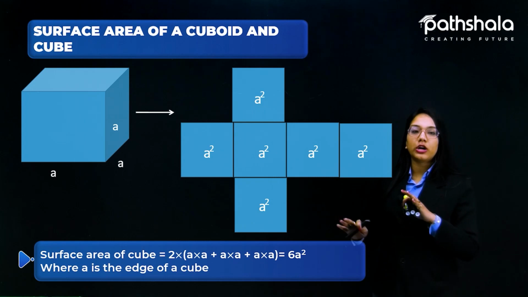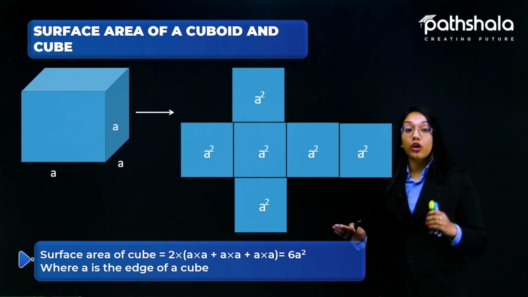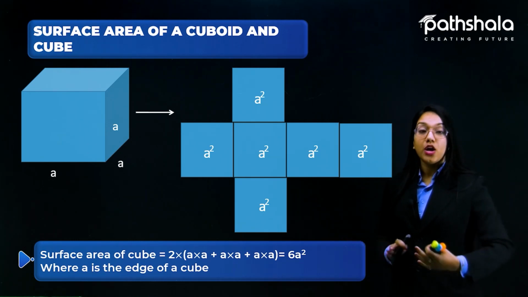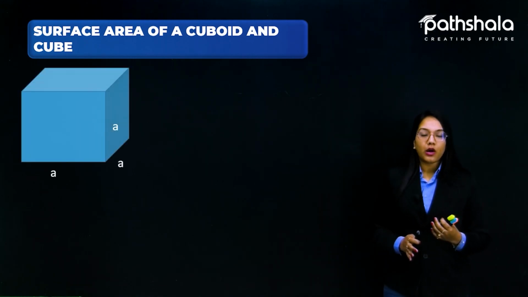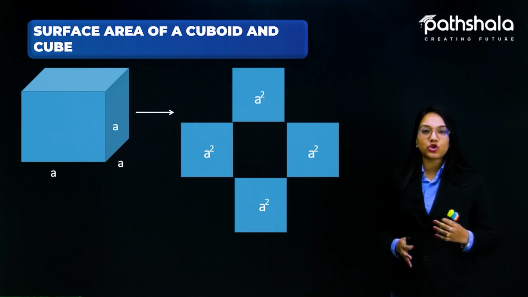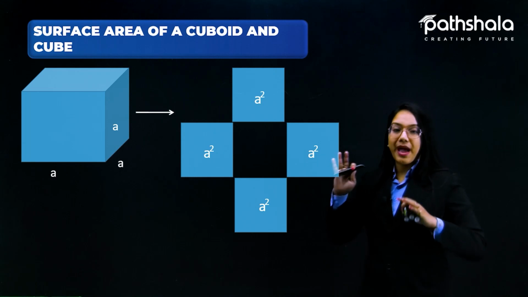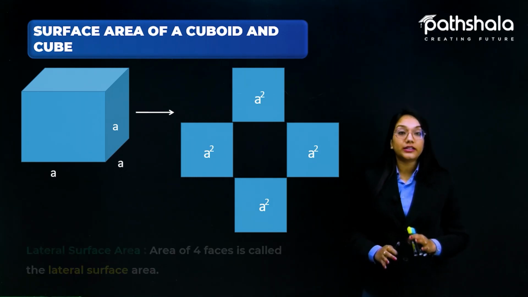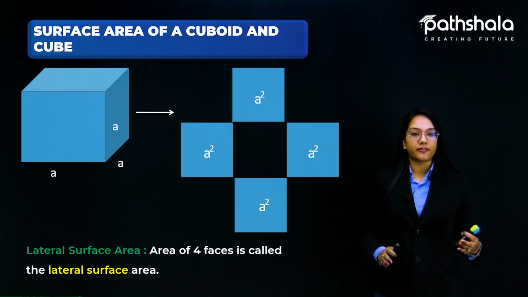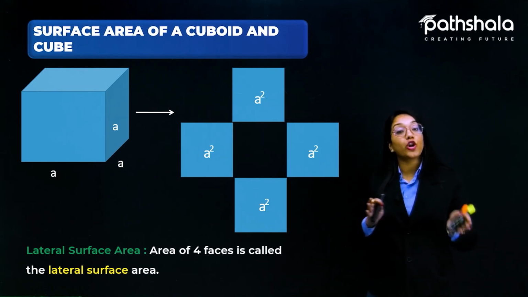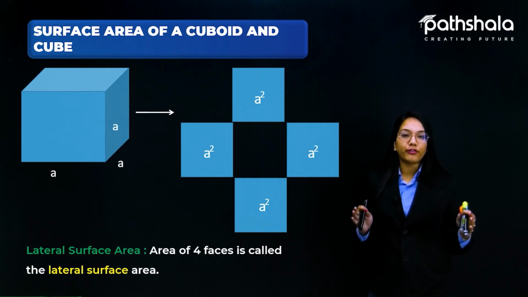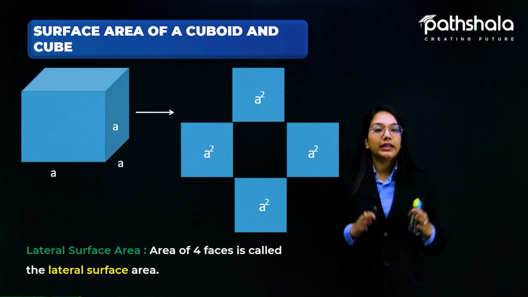Now let's talk about its lateral surface area. There is a difference between the surface area and the lateral surface area. So what is that? Let us suppose, instead of taking all the faces of this particular cube, I'm taking just the 4 faces. You can see over here, I'm taking the 4 faces. So what is the lateral surface area? Lateral surface area means the area of the 4 faces. It is called the lateral surface area. Lateral surface area exists for a cuboid as well, in which we talk about the area of the 4 faces only, and that is called the lateral surface area.